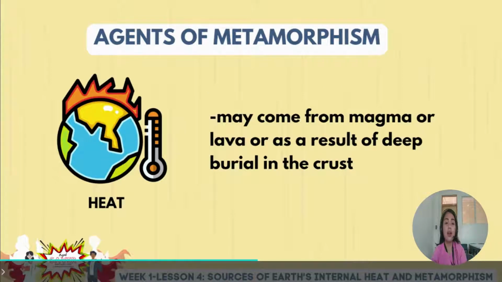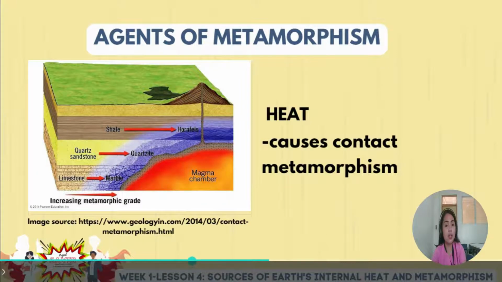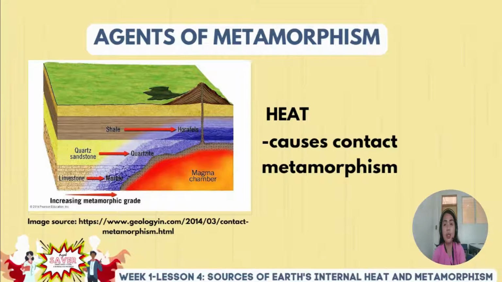Pwedeng ang pre-existing rock ay mainitan o ma-applyan ng heat kapag malapit ito sa magma or lava. Or pwede ring dahil sa malalim na kinalalagyan ng pre-existing rock ay umiinit ito. Heat also causes a type of metamorphism which is called contact metamorphism.